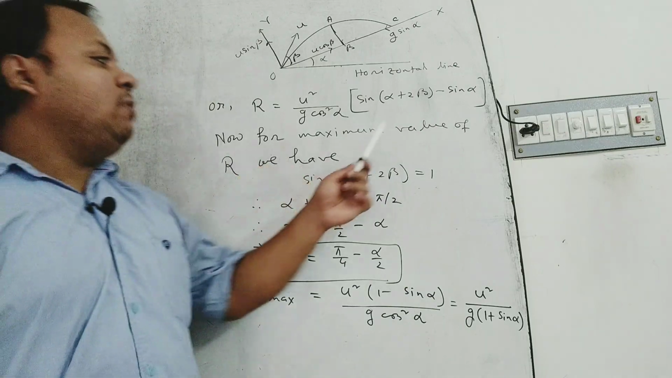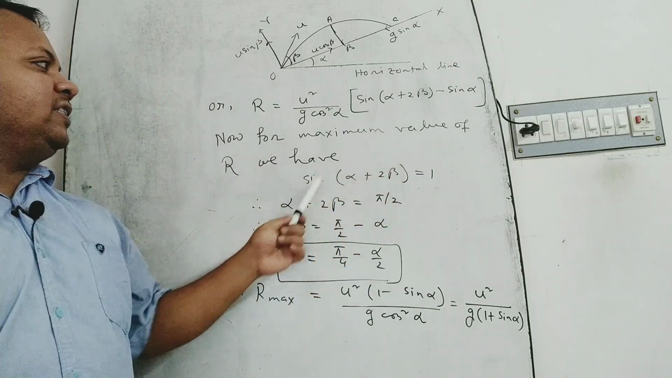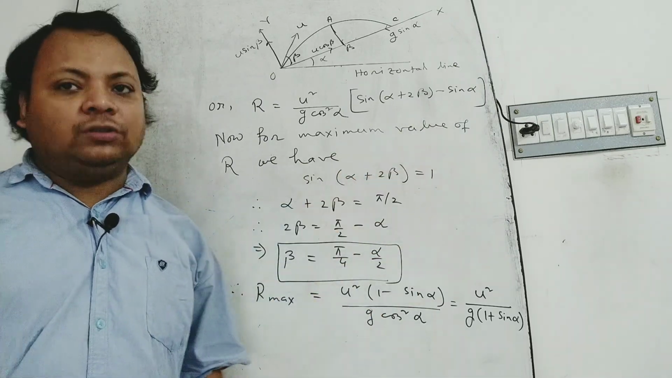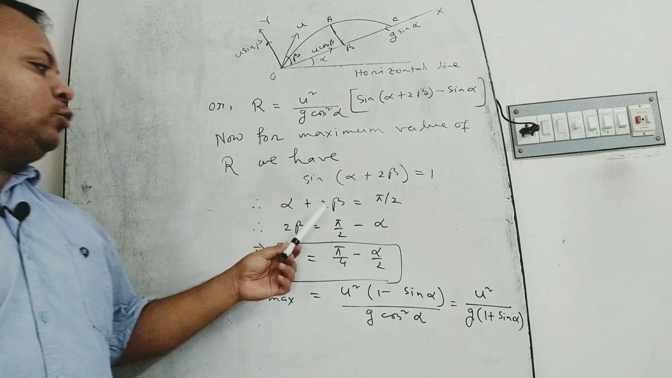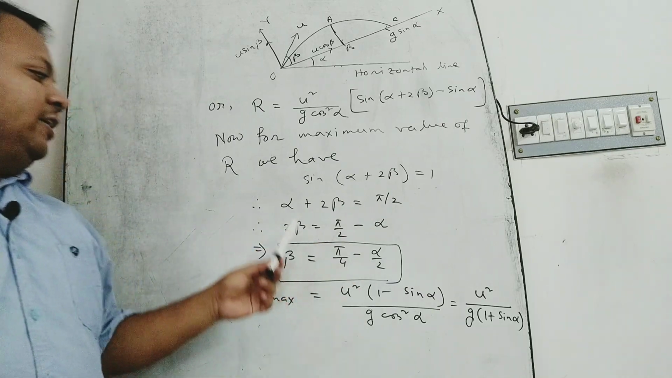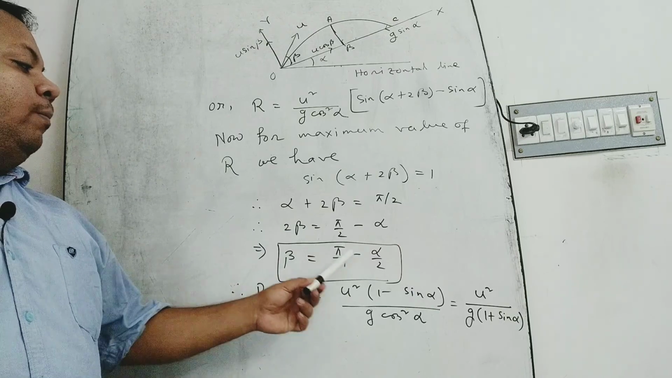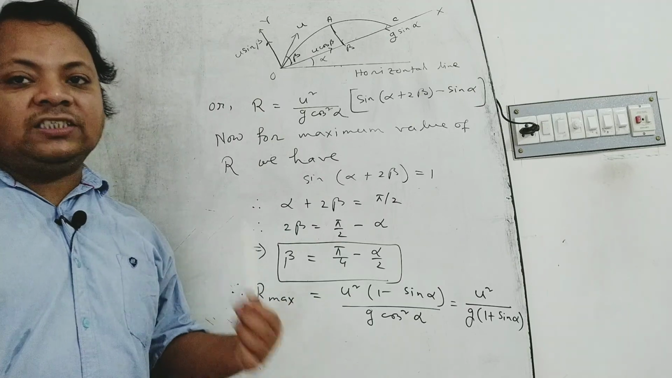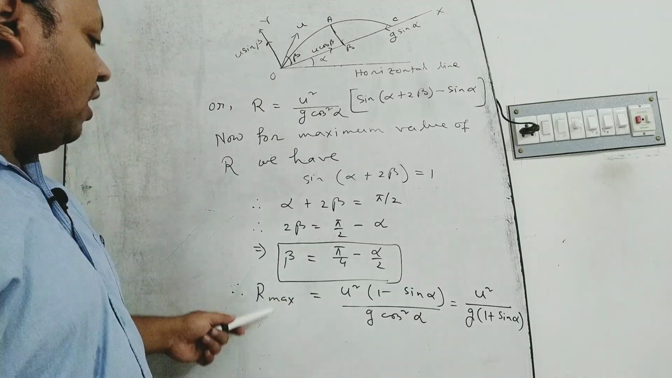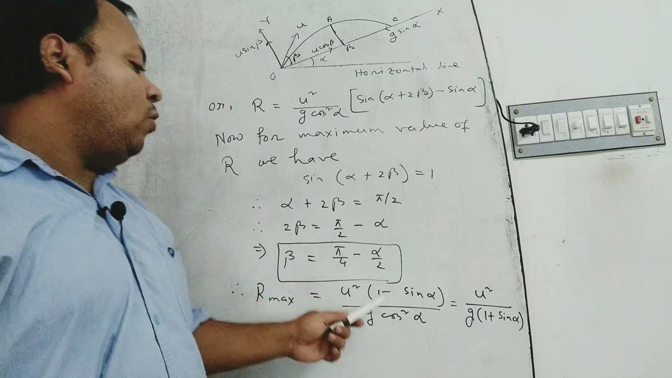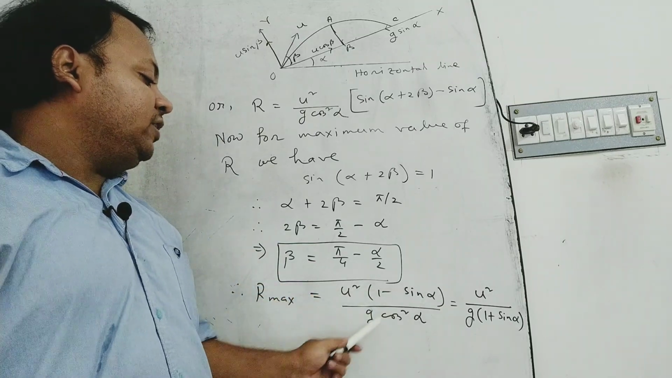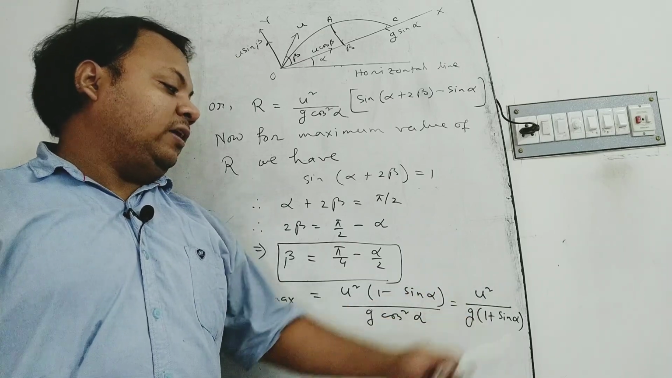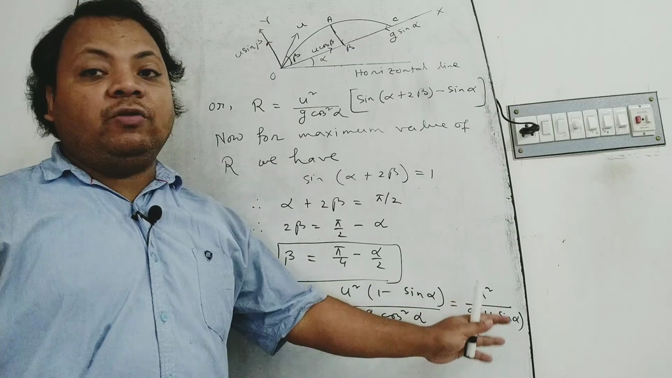Now for the maximum value of capital R, we have sin alpha plus 2 beta is equal to 1, since sin alpha is equal to constant. Therefore, alpha plus 2 beta is equal to pi by 2. This gives beta is equal to pi by 4 minus alpha by 2. This is the condition for the maximum value of range. Therefore, R max is equal to u square into 1 minus sin alpha, whole divided by g cos square alpha. This is equal to u square by g into 1 plus sin alpha. This is the value of the maximum range.